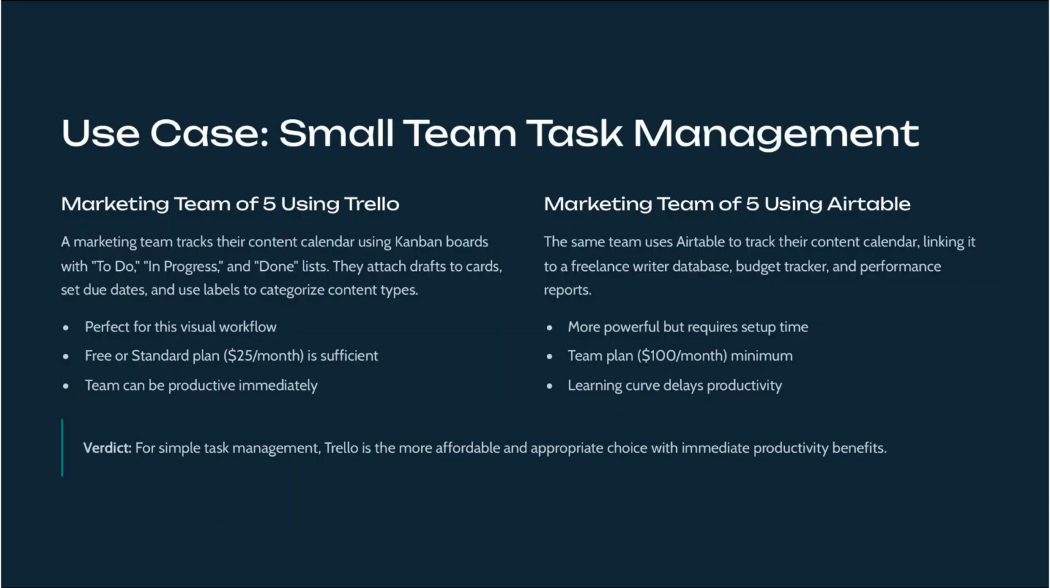For a 5-person marketing team tracking content calendars, Trello provides immediate value. Visual Kanban boards with to-do, in progress, and done lists, plus attachments and due dates. It's perfect for this workflow. The free or standard plan costs just $25 monthly. The same team using Airtable could link their calendar to freelancer databases and budget trackers, but requires a $100 monthly investment and setup time. For simple task management, Trello delivers immediate productivity.